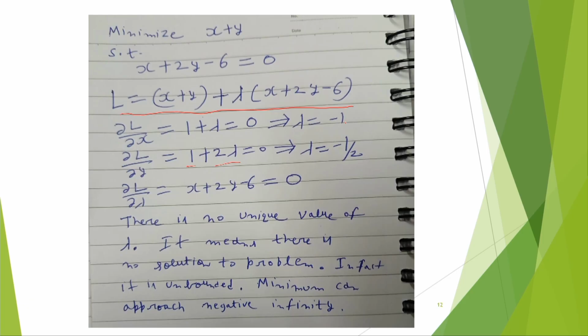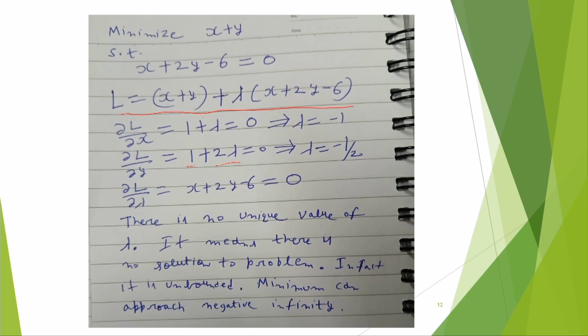That is all right, but one equation is giving lambda equal to minus 1, the other is giving lambda equal to minus half. That means there is no unique value of lambda, it means there is no solution to the problem. There is no lambda which satisfies all the equations properly. So, in that case, naturally there is no maxima or minima. In fact, it is an unbounded problem. Basically we are solving a minimization problem, so there is no minima also.